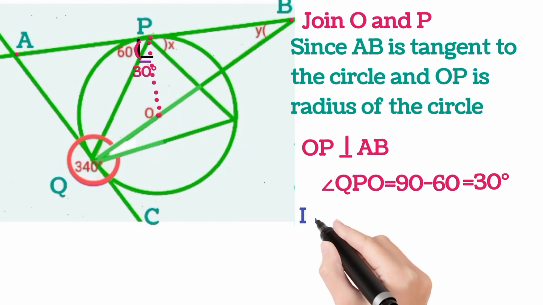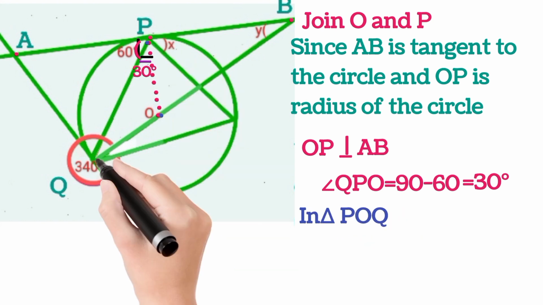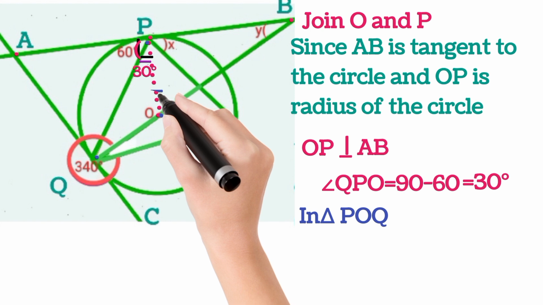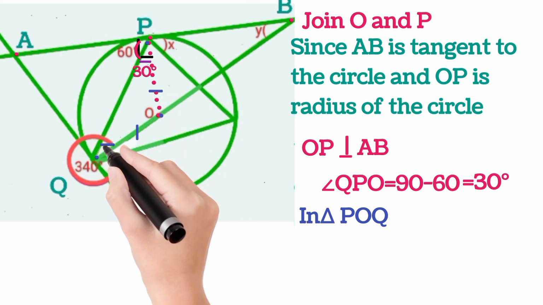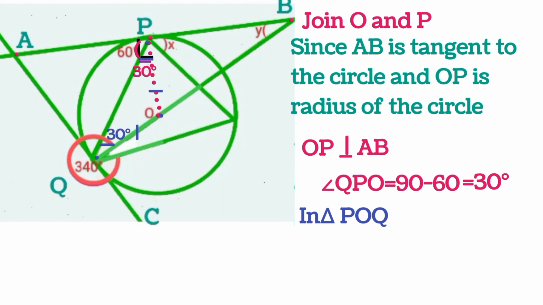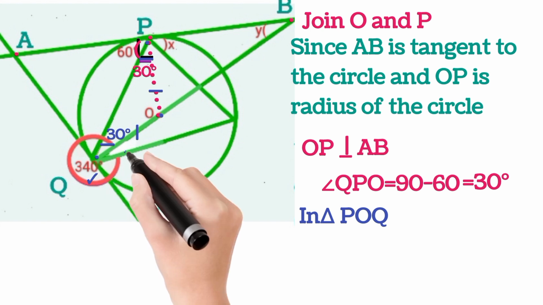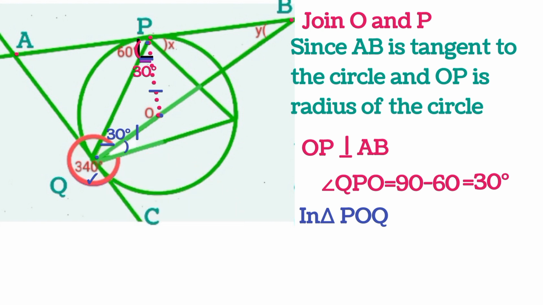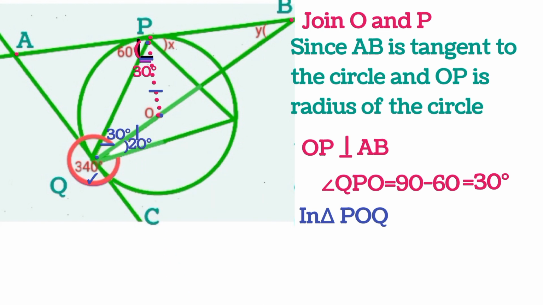Now we will take triangle POQ, this triangle. In this triangle, this side will be equal to this side because both are radii. So this angle will be equal to this angle. So this is 30 degrees. Now this is a reflex angle of 340 degrees, so this angle will be 360 minus 340, that is 20 degrees.